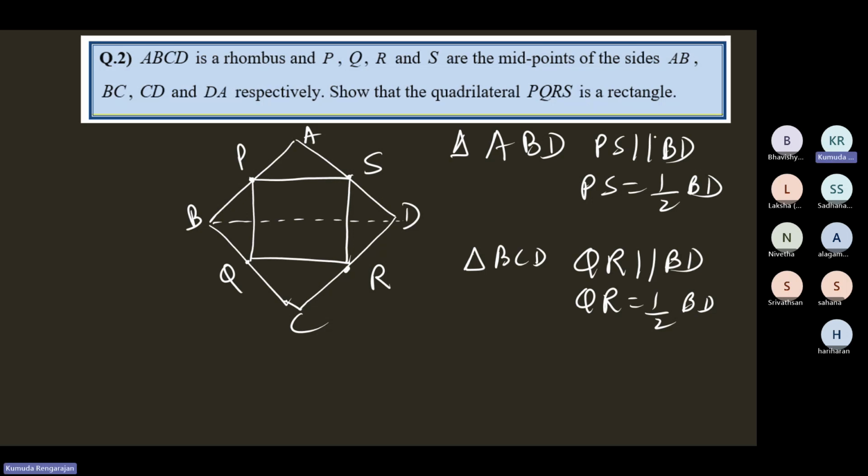Now you can see that PS is parallel to BD, and QR is also parallel to BD. So that means PS is parallel to QR. PS is half BD, QR is also half BD. That means PS is equal to QR, because both of them are equal to half of BD.